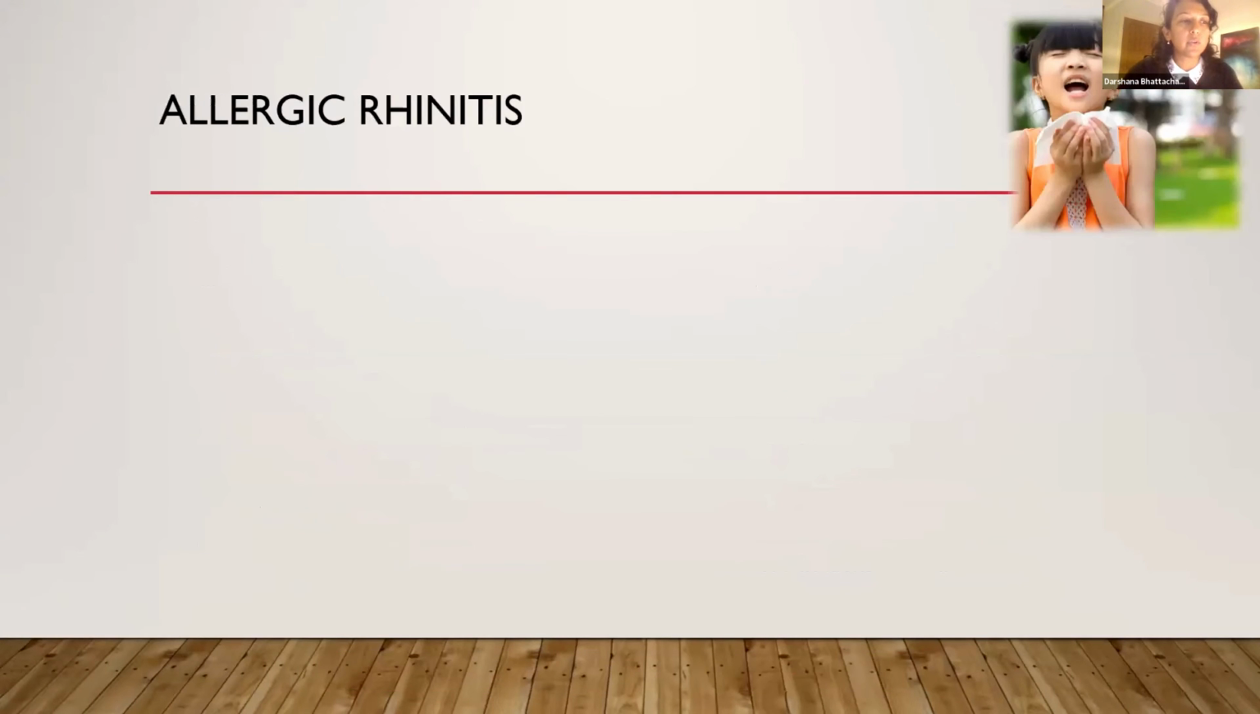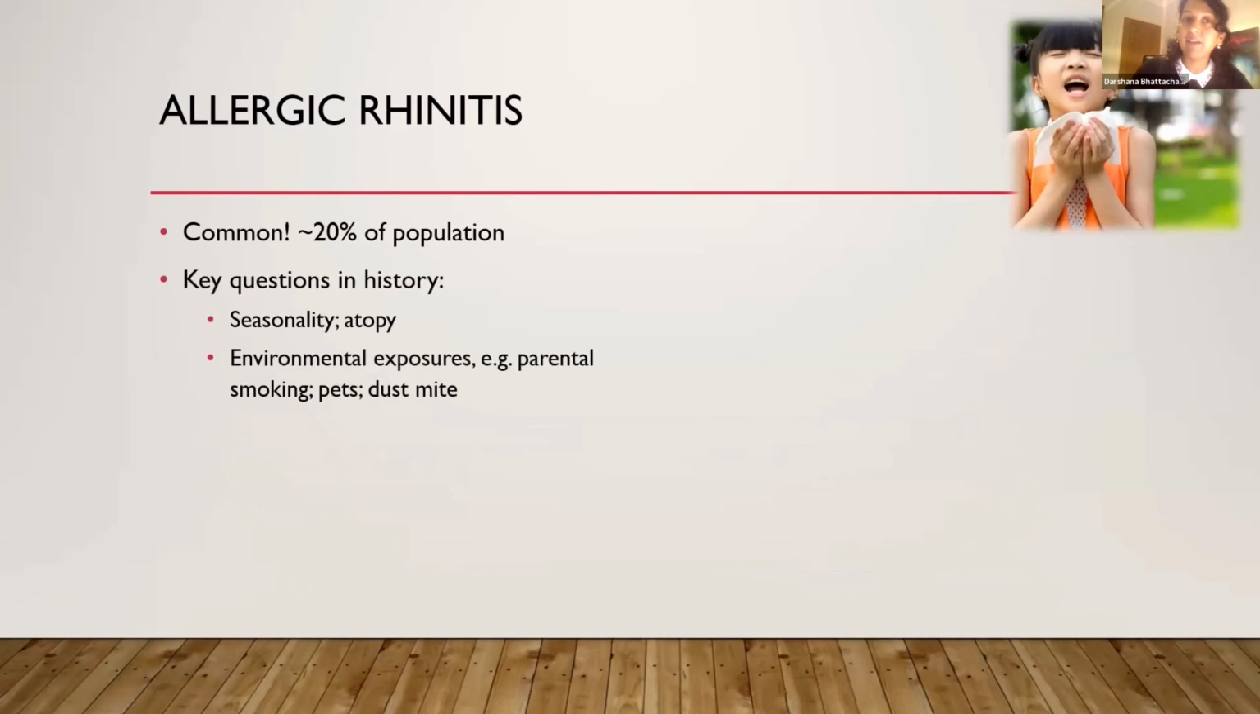I want to just quickly go over allergic rhinitis, because again, I suspect this is something that presents fairly frequently in primary care. It's very common. About 20% of the population as a whole can have this. And again, key questions in the history, just to really hone down on things, is asking about seasonality. Does it tend to occur in spring and summer, or just one or the other? It depends on whether it's grass pollen or tree pollen that's coming out.